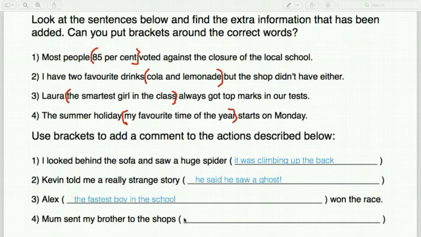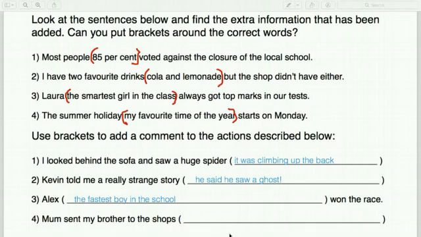And the last one, number 4. Mum sent my brother to the shops. Now you could just end it there, or you could say what she sent him for. So have a think, what would you put there? So I'm going to put a list of things that Mum sent him to the shop for. I'm going to put to buy some bread and milk. It's the extra information.